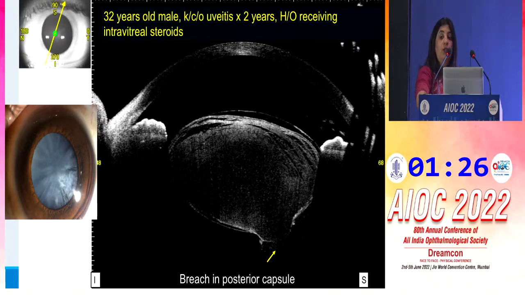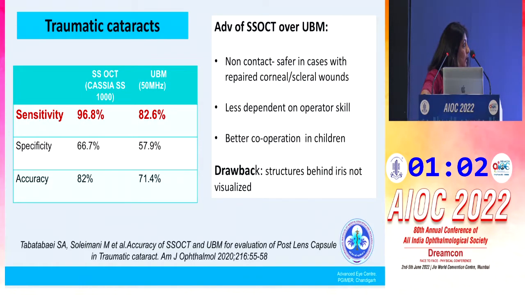The other important role is in traumatic cataracts. This is a case of a 32-year-old male. This is not exactly trauma, but a representative case. He had uveitis for 2 years, and there was a history of receiving intravitreal steroids. The patient was referred for a white cataract, and it makes you wonder whether it's the steroids or something else. One can see on the SSOCT the beautiful way the breach is seen, and that just helps you to manage the case better.